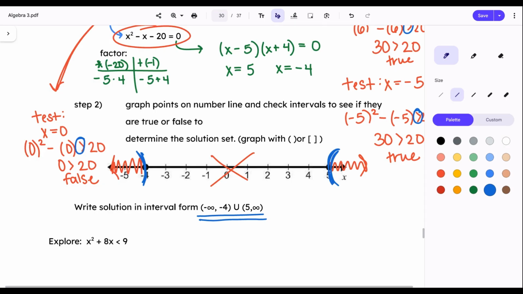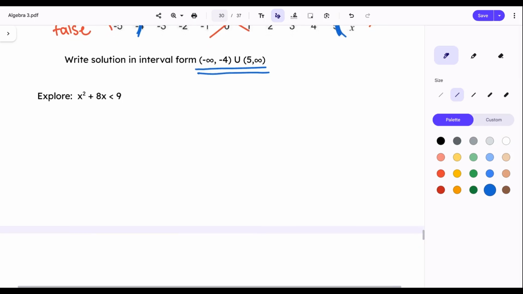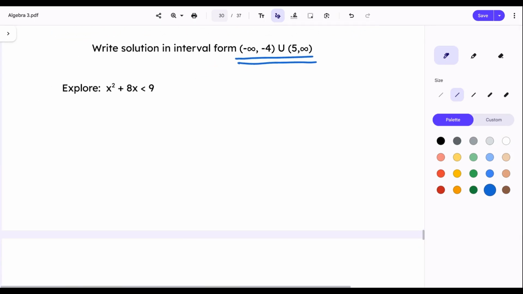Okay, so let's try one from scratch here. So we've got x squared plus 8x is less than 9. Let's first rewrite this so that it says equal to 0. So I'm going to move that 9 over. So it looks like this now.